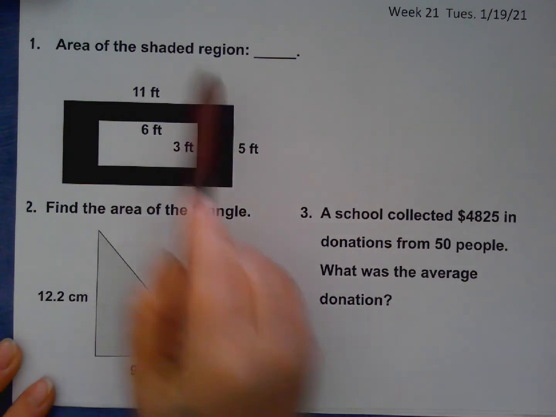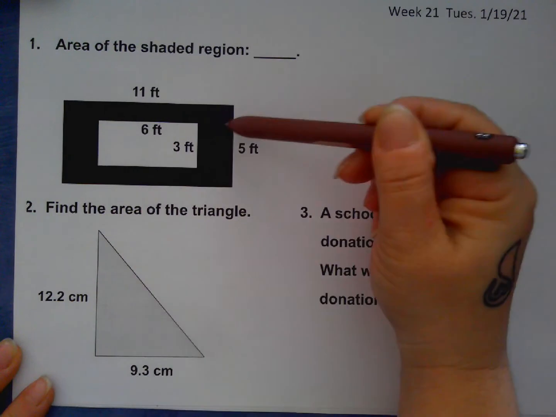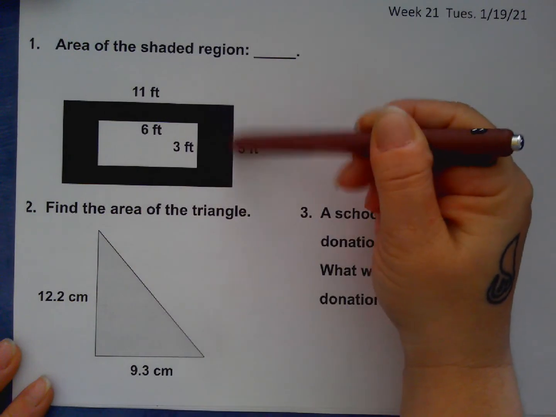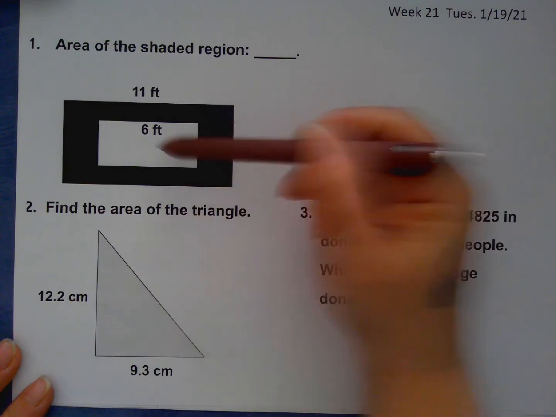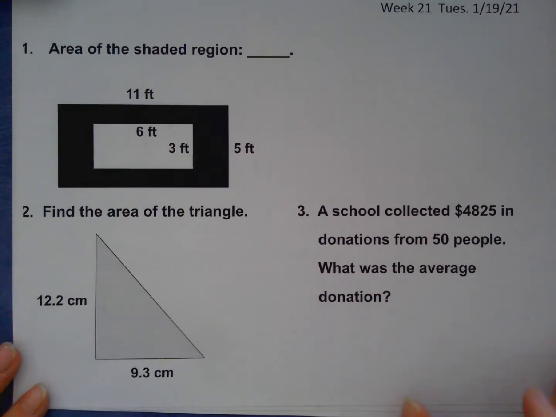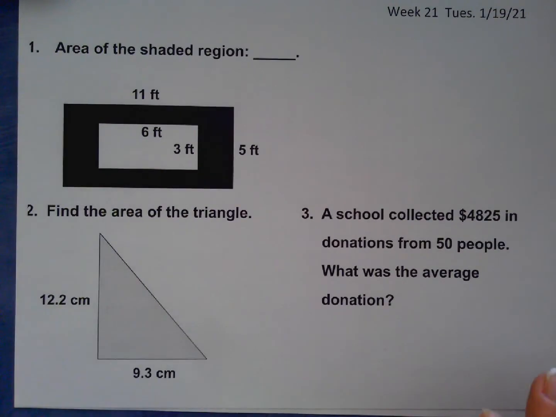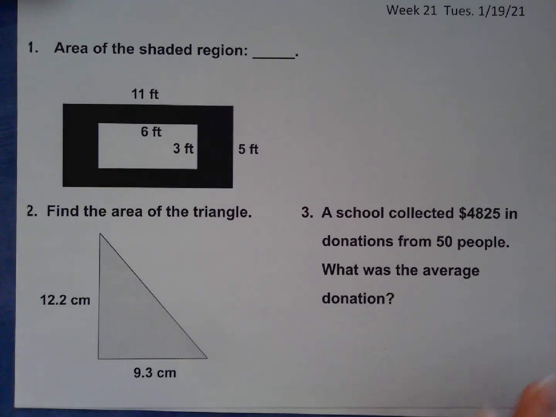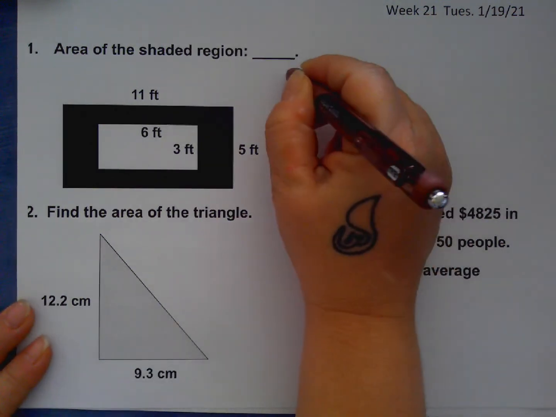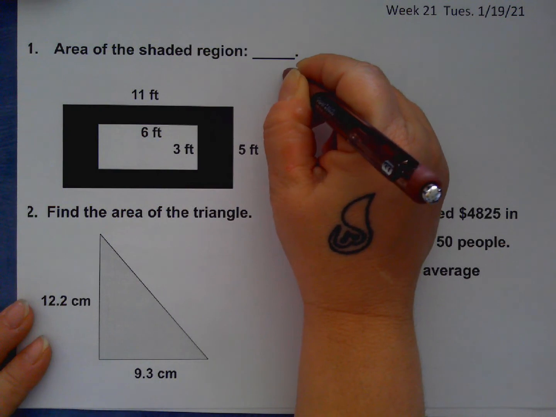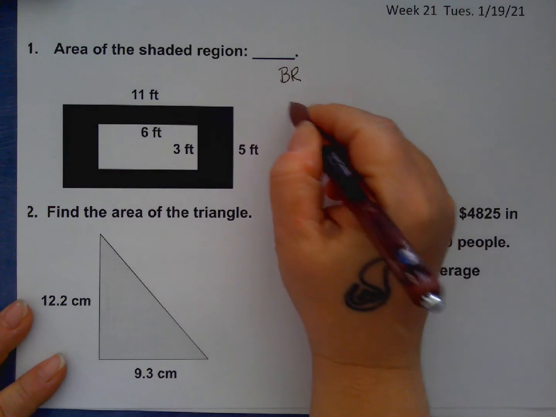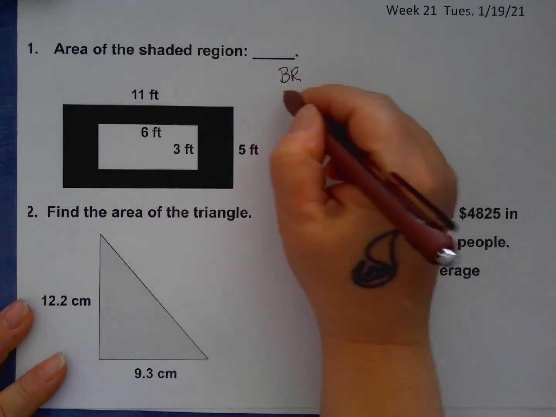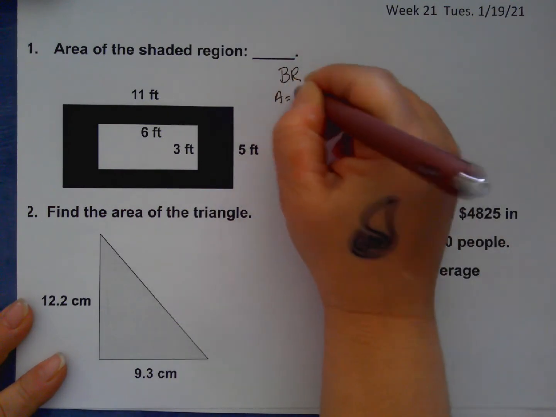So when we're finding the area of the shaded region, we're finding the area of just the black part, what's left after we cut the hole. Okay? All right, so in order to do that, we have to find the area for both rectangles first, and then we subtract. So technically, it's a 3-step problem. So the first one is the, we'll call it the BR, the black rectangle. Okay. So area of a rectangle is area equals base times height.